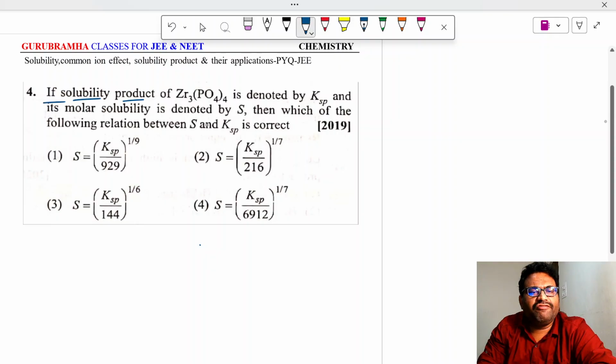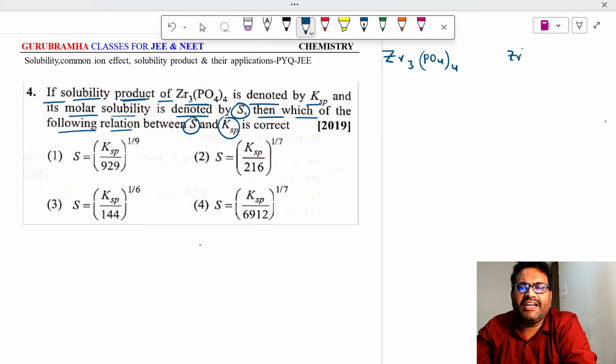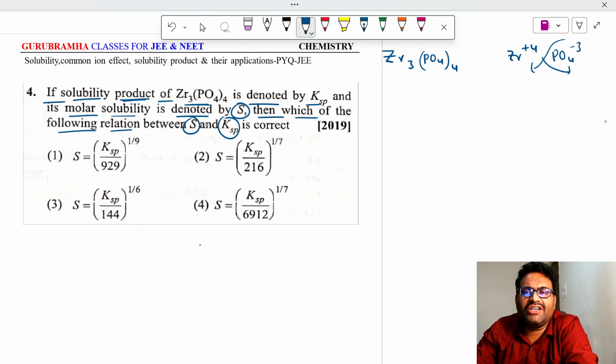If the solubility product of zirconium phosphate is denoted by Ksp and its molar solubility is denoted by S, then which of the following relations between S and Ksp is correct? So what is given? Zirconium phosphate. How is this formed? Zr plus 4, PO4 minus 3, on crisscrossing we get the salt. That means zirconium carries plus 4 charge and phosphate carries minus 3.